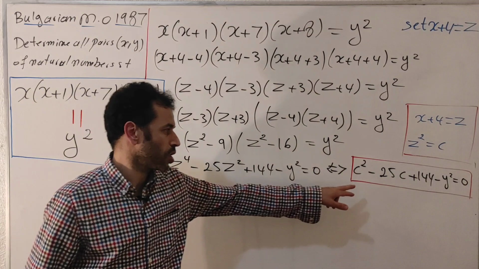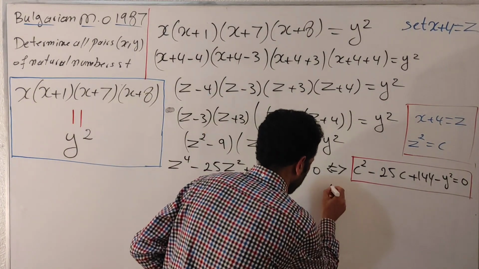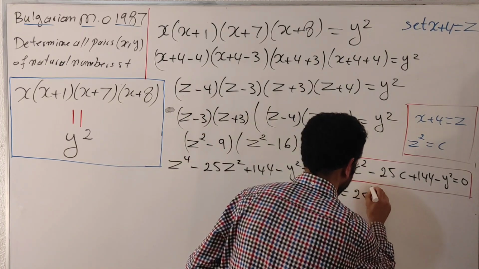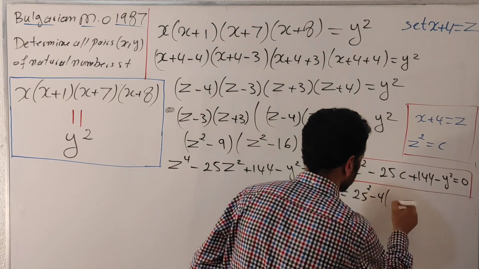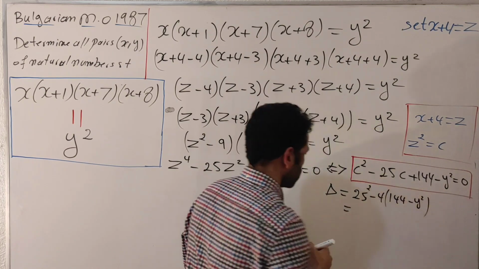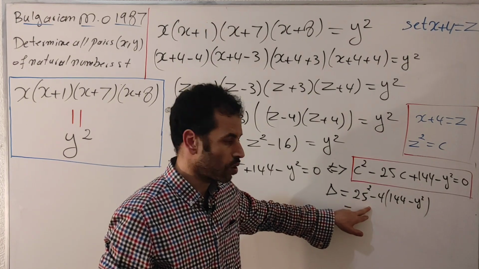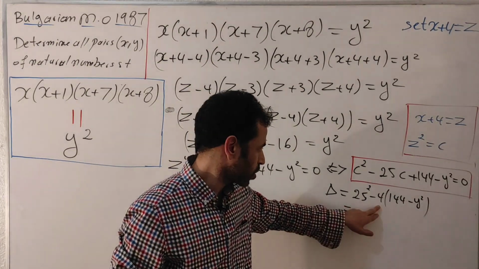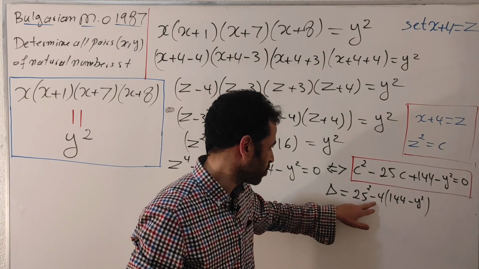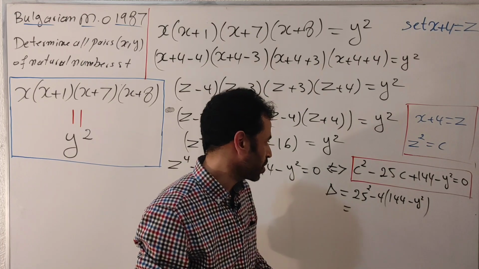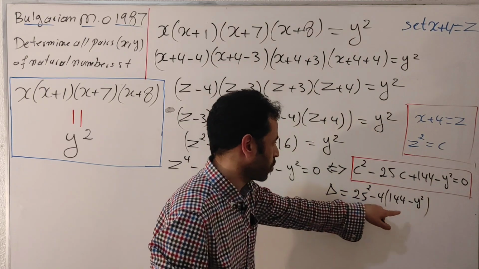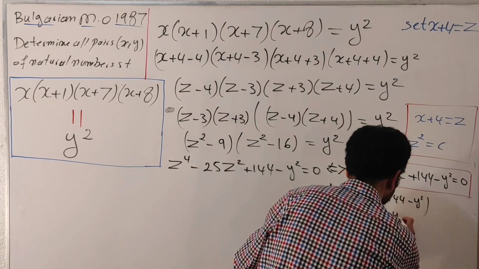I'm going to calculate discriminant of this one. Let's calculate delta of this one. Delta, I get 25 square minus 4 times is multiplied by 144 minus y square. So we'll get 25 square, which is 625, minus 4 times is multiplied by 144 is given as 576. So that means 625 minus 576 is given as 49. So 49 plus 4 is multiplied by y square.